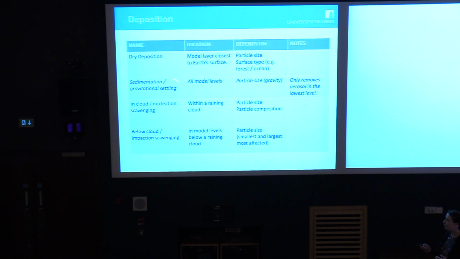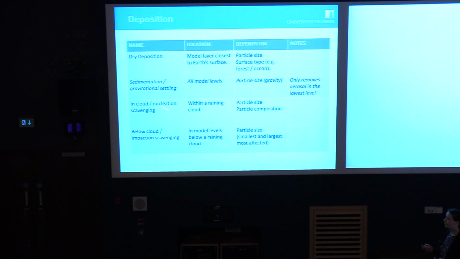I've included this in italics because it's not really a loss process. It's called sedimentation or gravitational settling. It doesn't remove particles from the atmosphere. What it does is that, like everything else, aerosols are subject to gravity. So if everything else was still, they would slowly sediment down from layer to layer to layer. So it doesn't remove them from the atmosphere, but it makes them more likely to be in the lowest model layer where they can then dry deposit. So it's a loss process, but not really. But it is treated in the same area of the code as dry deposition. It's dependent on particle size because it's gravitational settling.